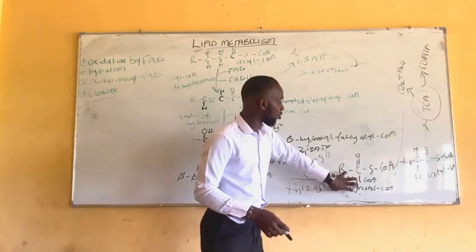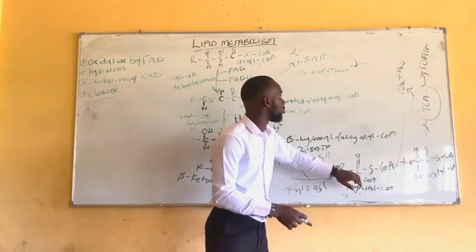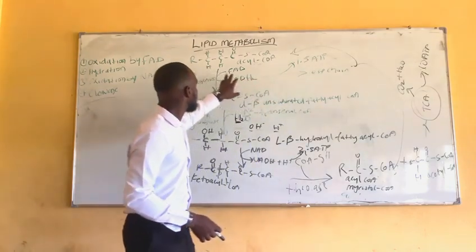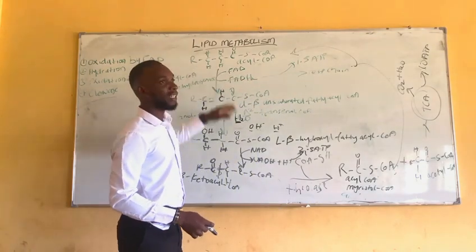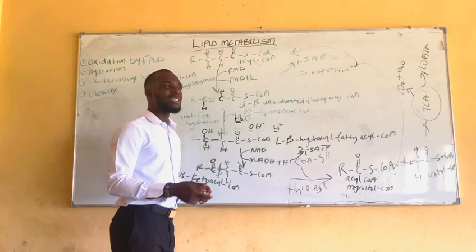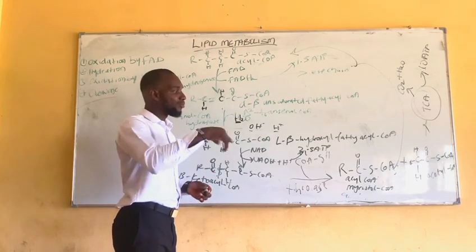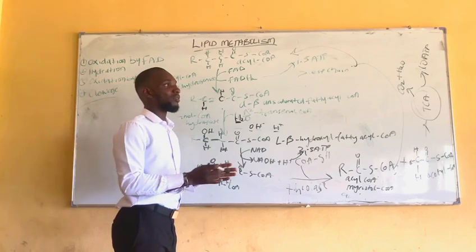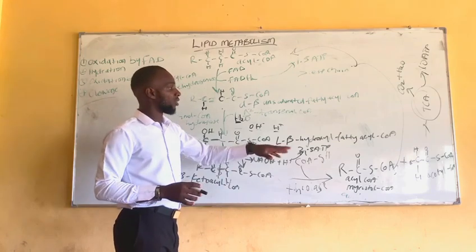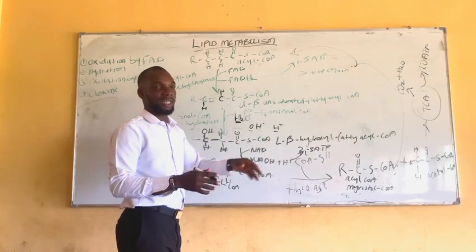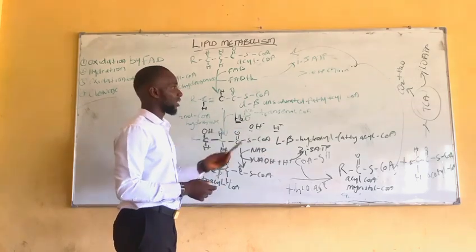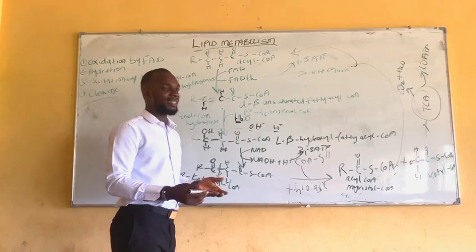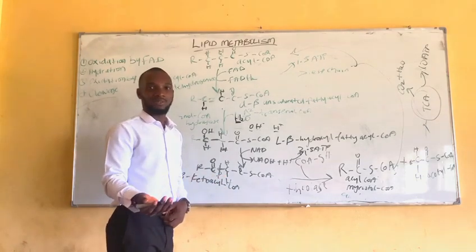This acyl-CoA that is now shortened by 2 carbon units will go back again. So let's say this palmitoyl-CoA has 16 carbon units. How many times do you think it will keep going for 2 carbon units to be removed from it to be completely oxidized to form acetyl-CoA? How many times do you think it will go through this cycle? It is 16 carbon units. You might think 8 cycles, right?